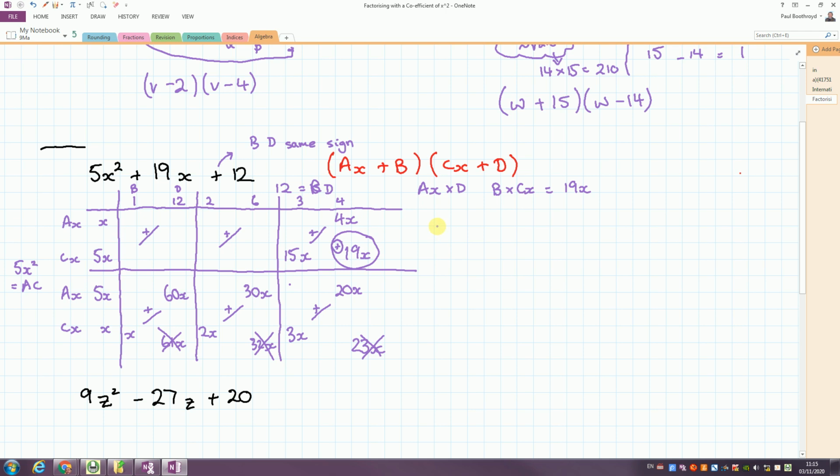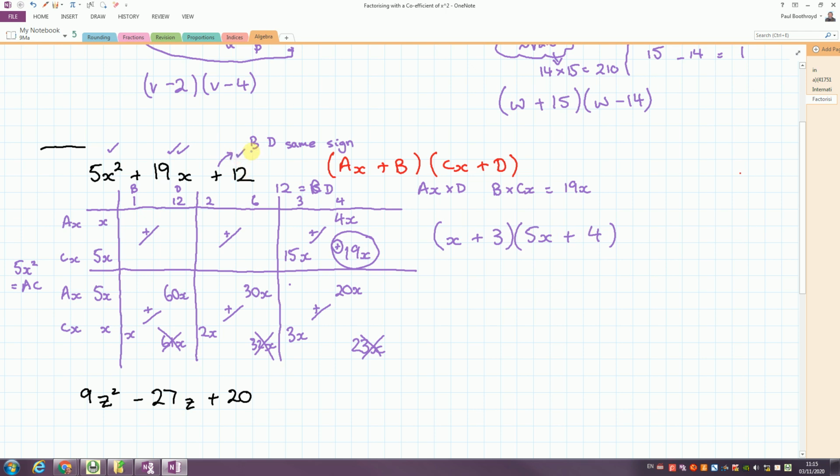So in my bracket I can say ax, from this grid, ax is x, plus b is the first number, 3, times 5x plus 4. Okay. So we just do a quick check. x times 5x is 5x squared, x times 4 is 4x, and 3 times 5x is 15x. Add those together, then 19x, and 3 times 4 is 12.